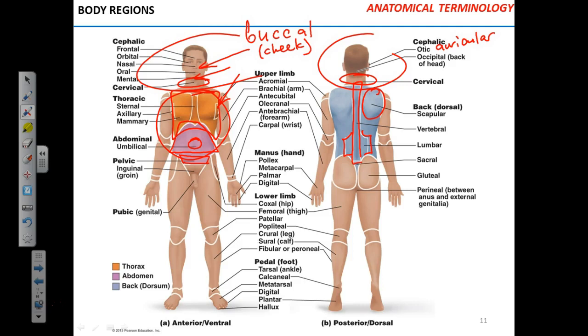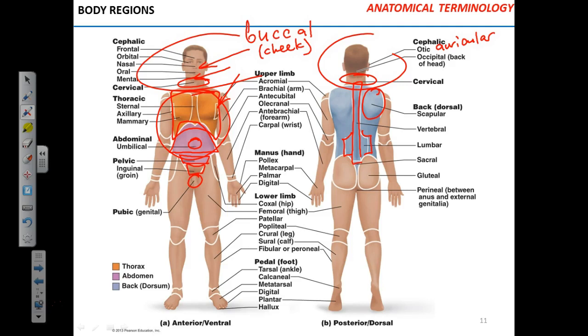Okay, and inferior to pelvic is inguinal, that's groin. Inguinal doesn't really include the genitalia. Genitalia is the pubic region, okay? So it kind of goes smaller and smaller, like an inverse pyramid. You go from pelvic to inguinal to pubic. Does that make sense?